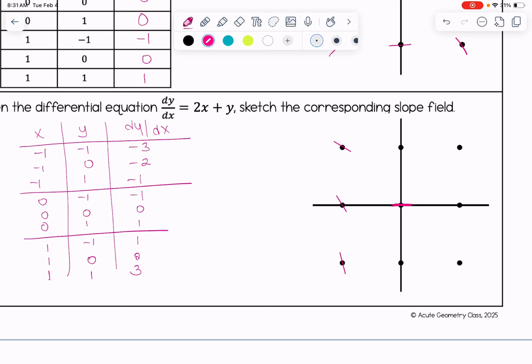So compare those 3 slopes to one another, and we should be able to tell, based on the steepness, which one gives us which slope. All right, at 0, -1, the slope is -1. And I'm going to sit here and finish plotting all of these little line segments to complete the slope field.